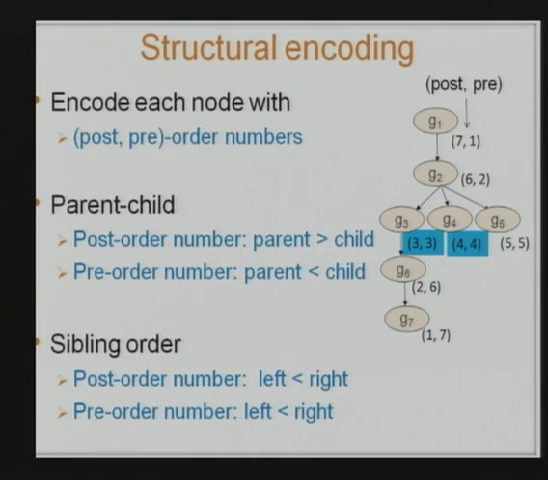However, the relationship between post-order and pre-order numbers is that the parent node always has a larger post-order number than all its child nodes. Okay, and it is reversed for the pre-order numbers. That is, the pre-order number of a parent node is always less than the pre-order numbers of its child nodes.